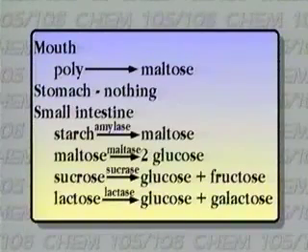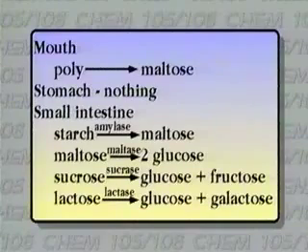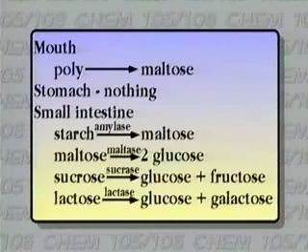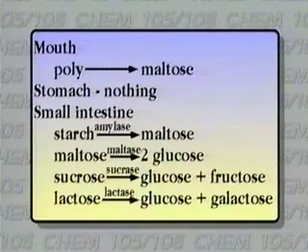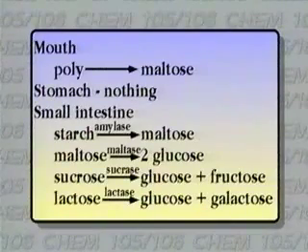Now, as I mentioned, if I take some table sugar and eat it, it has to pass through the mouth, through the stomach, into the small intestine, and get to the point where it runs into this enzyme called sucrase before it's broken down into glucose and fructose, which can be absorbed into the bloodstream.